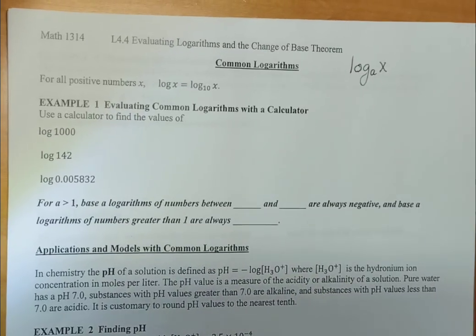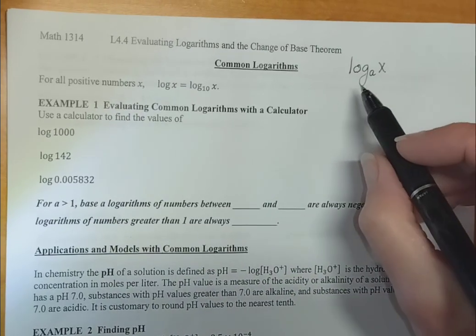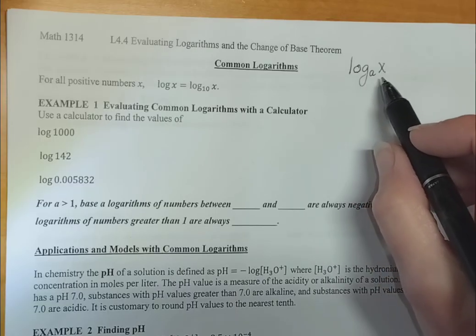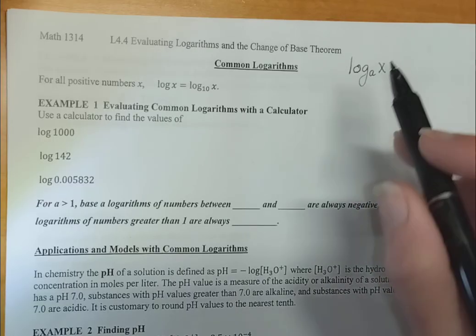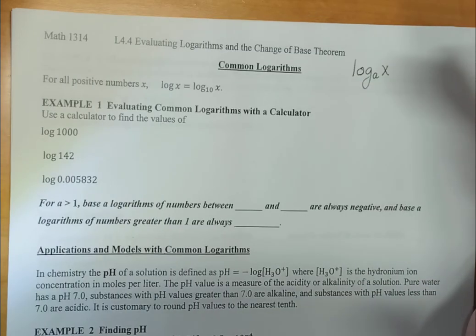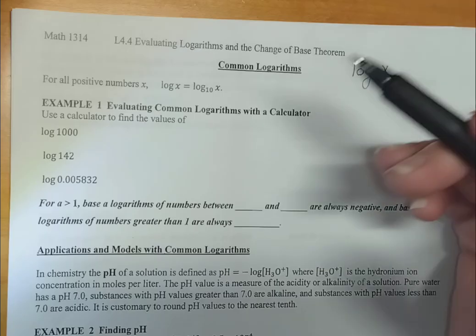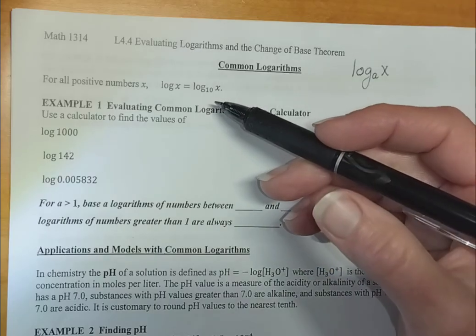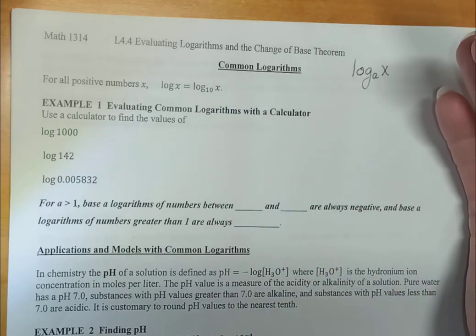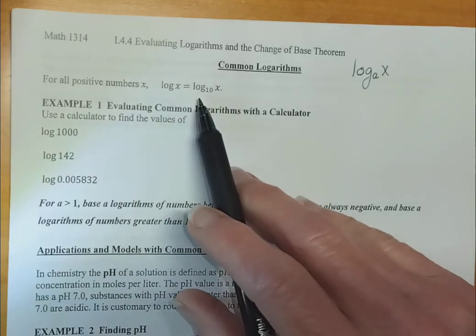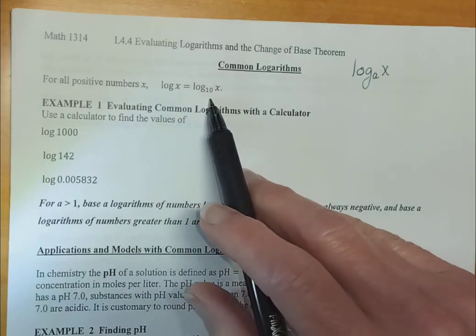Now let's learn some new notation. So we've been learning about the log function, log base a of x. In our numbering system, we operate with 10 digits, and so 10 is the common base that we would use. And so our common logarithm is when we're using base 10.